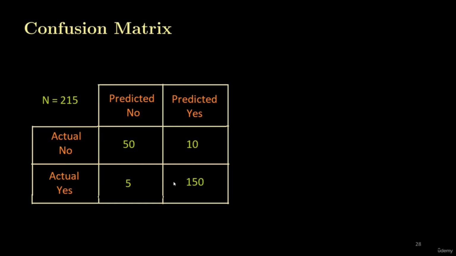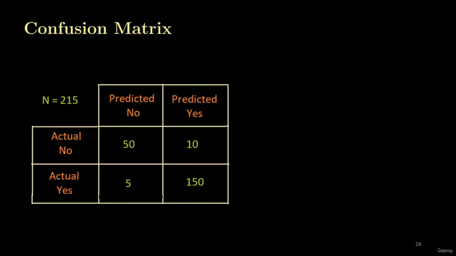Now look at these 150 samples. They are at the intersection of actual yes and predicted yes. It means these 150 samples belong to the class yes, or the positive class, and the model is also predicting them as yes, or as the positive class. It means these 150 samples are also correctly classified by the model. So these 50 and these 150, which are present on the diagonal of this confusion matrix, are the number of samples classified correctly by our model.